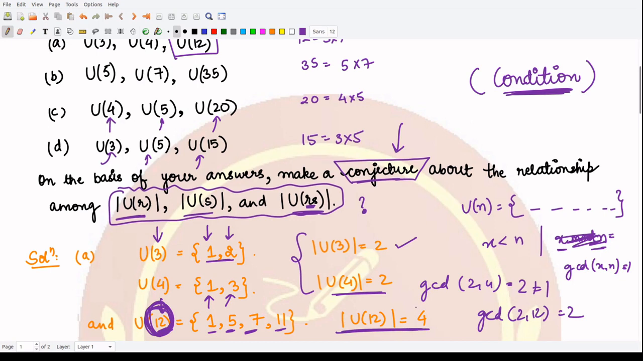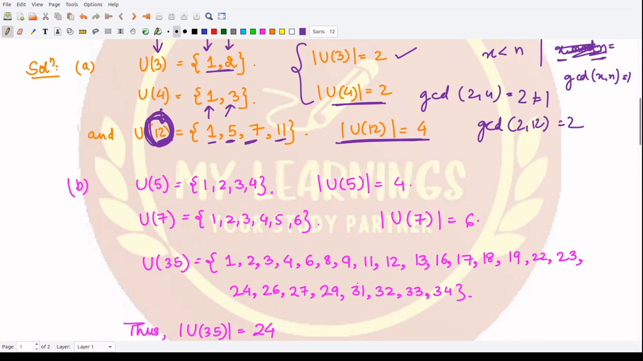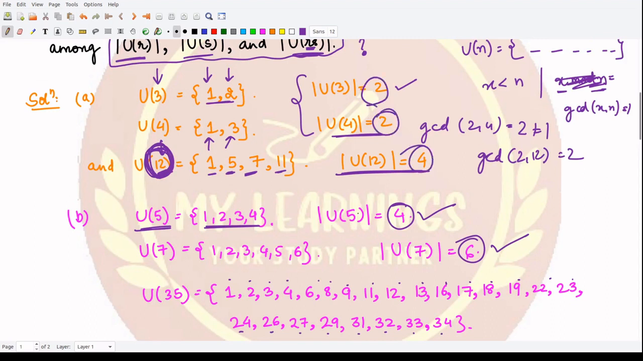In a similar manner we can compute it for part B, C and D. For part B you can see that when we have U5 we have 4 elements within it, hence the order is 4. In a similar manner you can compute U7. It contains 6 elements within it, hence the order is 6. U35 has 24 elements. You can count 1 2 3 4 5 6 7 8 9 10 11 12 13 14 15 16 17 18 19 20 21 22 23 24 elements within it, hence the order is 24. Right, so you see the relationship. Here we have 4, here we have 6 and here we have 24, and here we have 2, here we have 2, here we have 4, right?